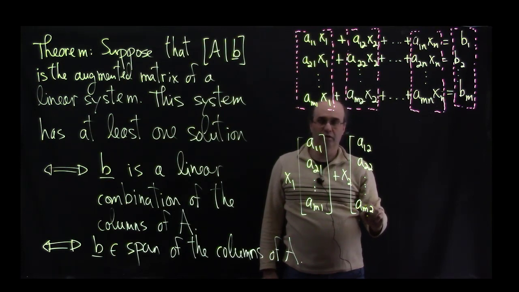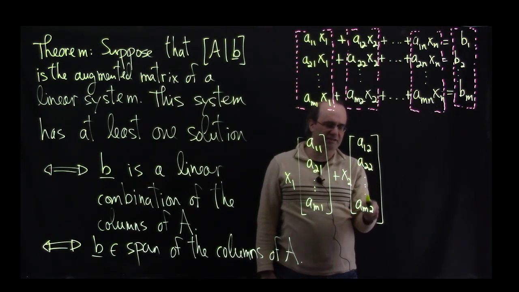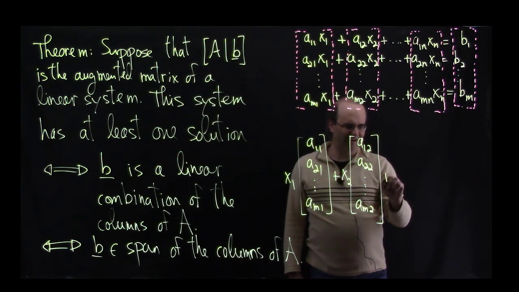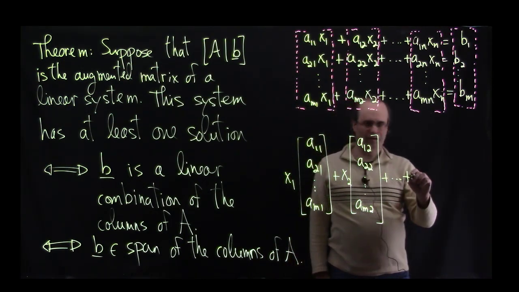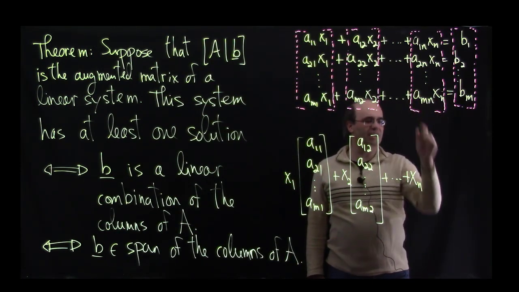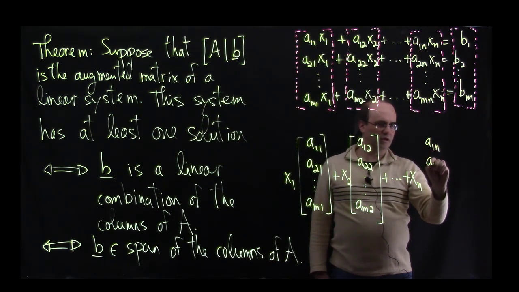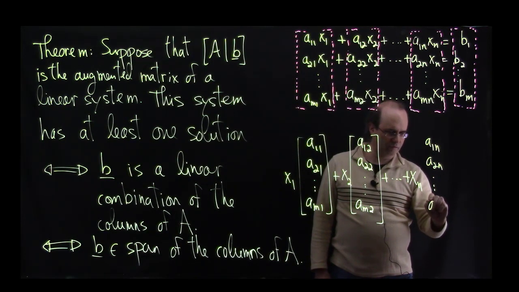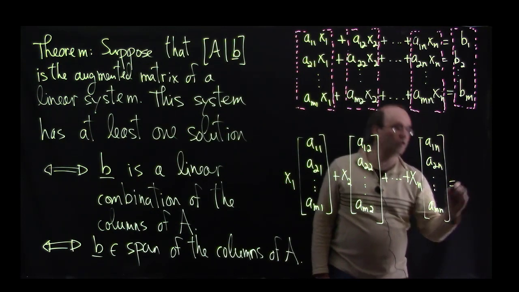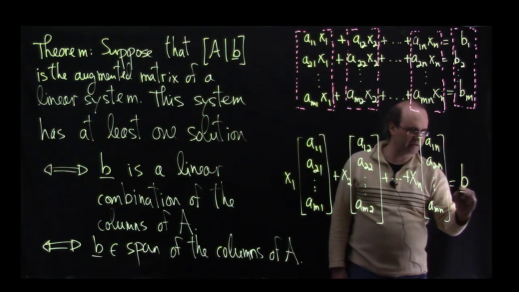This is actually the second column of A. The fact that the second index here is always a 2 means that we're looking at the second column of A. We do the same up to the last term: I can factor out an xn, and we're left with a1n, a2n, all the way to amn. And all this equals this vector, which is exactly b. So I can just write b like this.